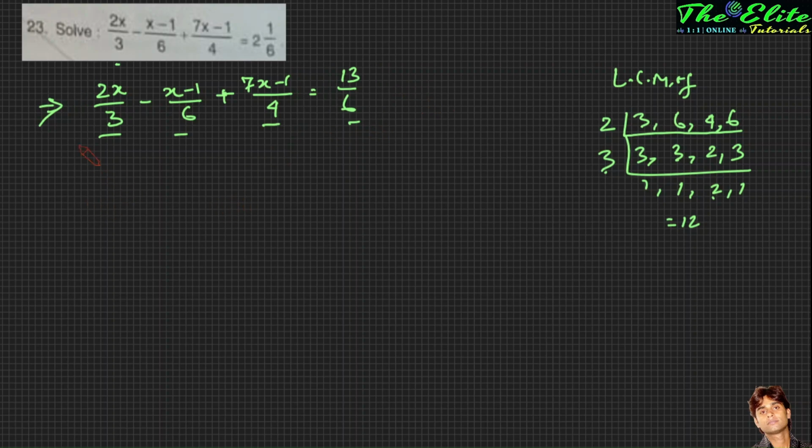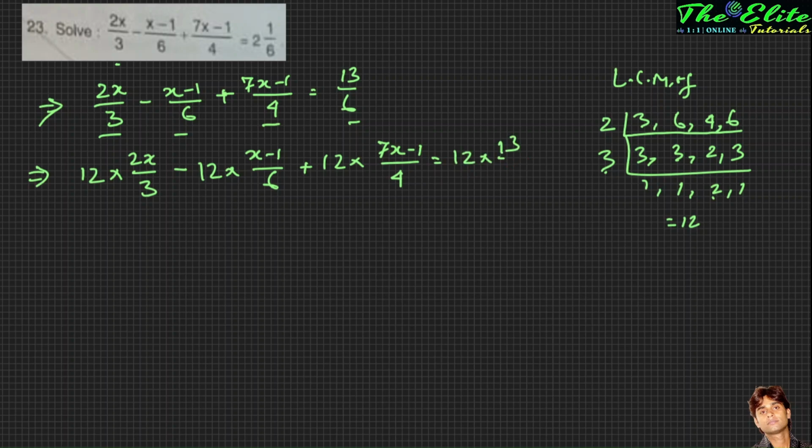So I am going to multiply each of the fractions by 12. What will it give you? Think. It will give you 12 multiplied by 2x upon 3 minus 12 multiplied by x minus 1 upon 6 plus 12 multiplied by 7x minus 1 upon 4 is equal to 12 multiplied by 13 upon 6.